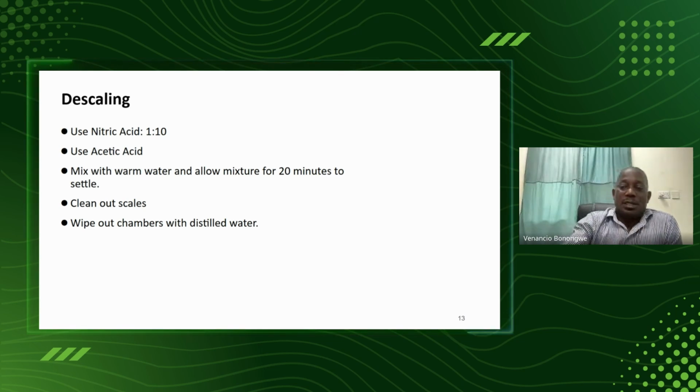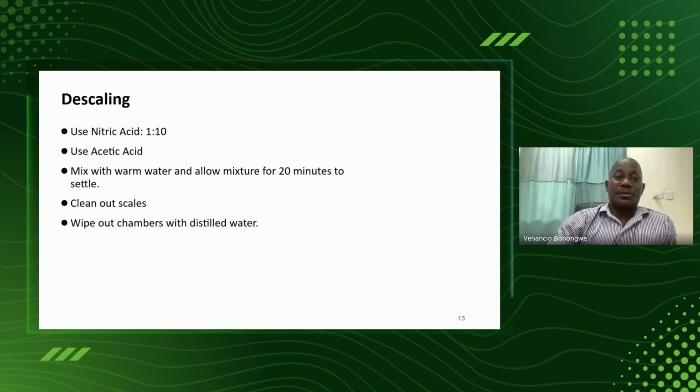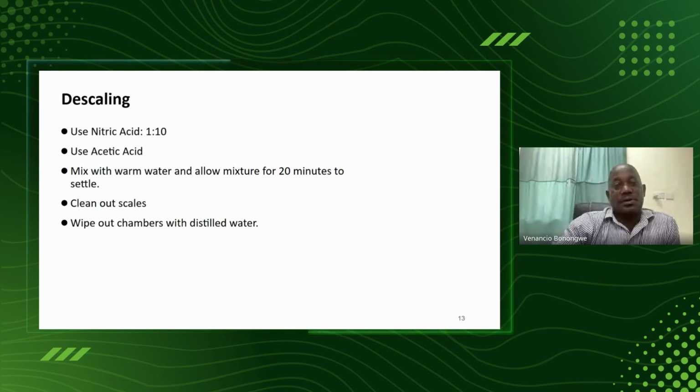And I'll take you through the common problems or the common faults that may occur in our autoclaves. But just as a continuation to what Daniel presented, I will take you through the scaling. That is the process of removing some scales in the chamber, especially on the element. So what we use is nitric acid, which is in a ratio of 1 to 10, or you can also use acetic acid.